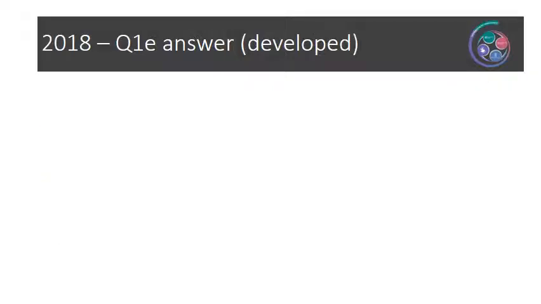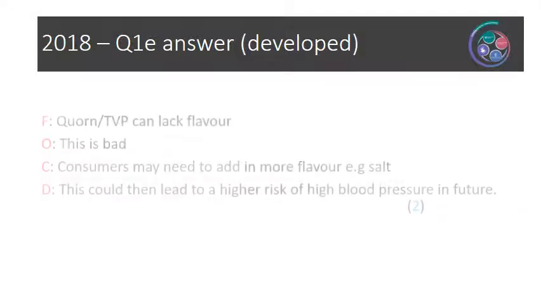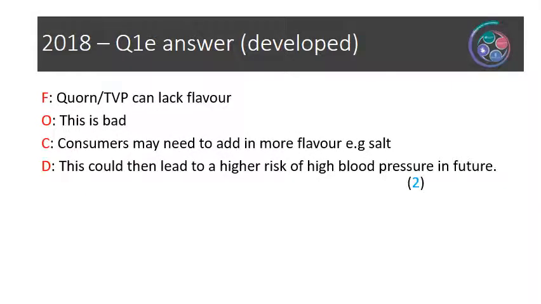Same question, but a developed answer this time. Fact, corn or TVP can lack flavour. Opinion, this is bad. Consequence, consumers may need to add in more flavour, for example salt. Developing the answer at this next stage is as follows. This could then lead to a higher risk of high blood pressure in future. This is a developed answer and therefore would access you 2 marks.